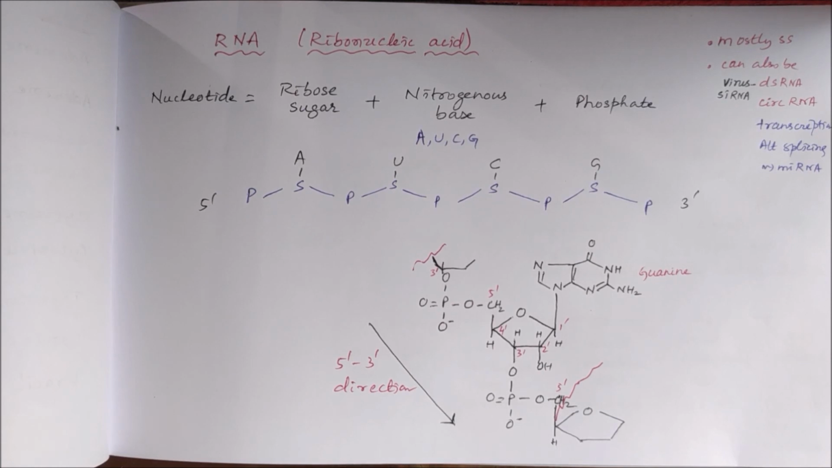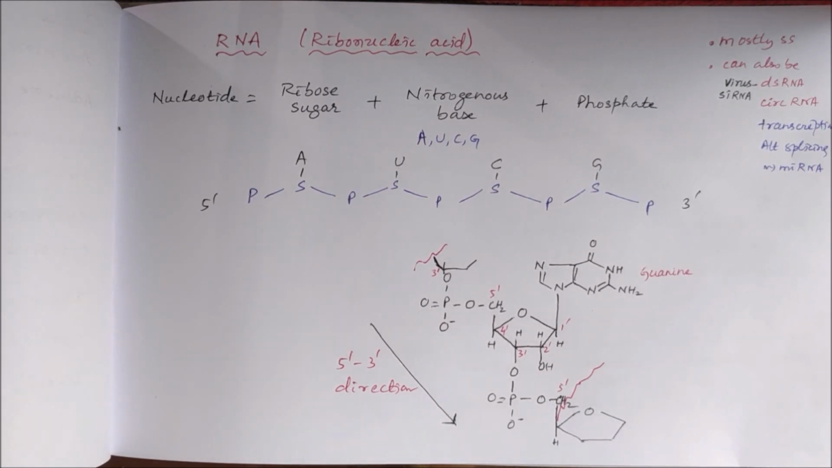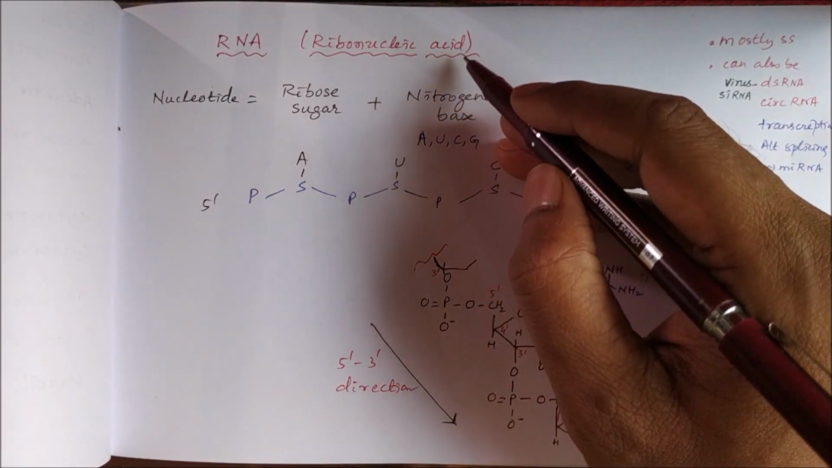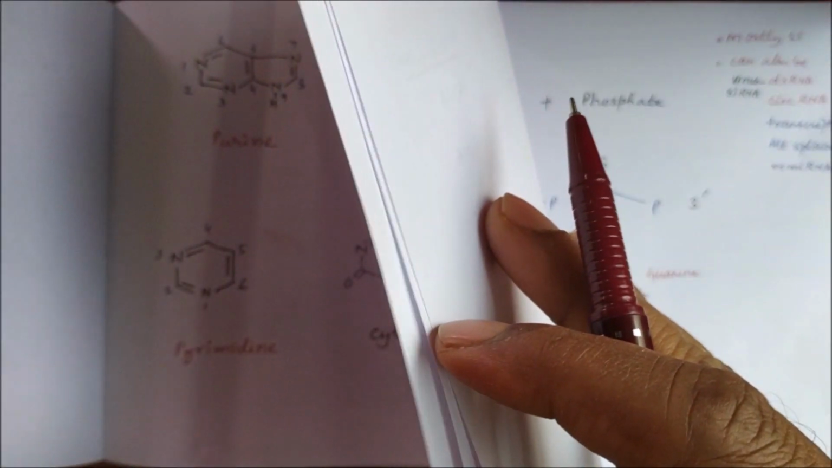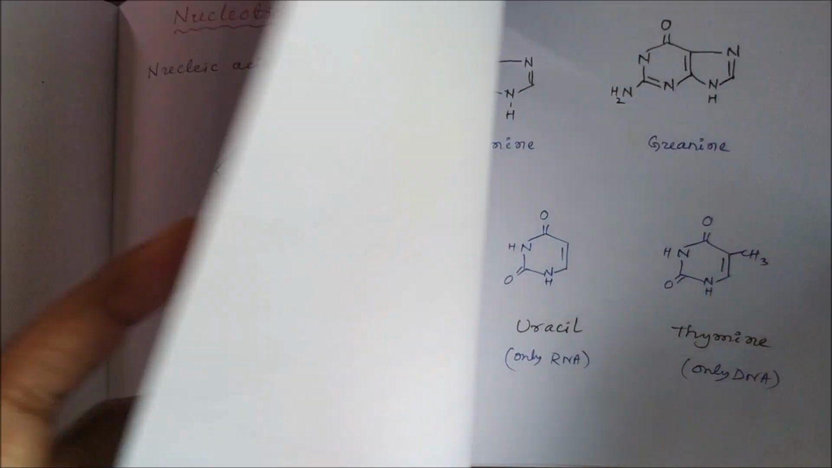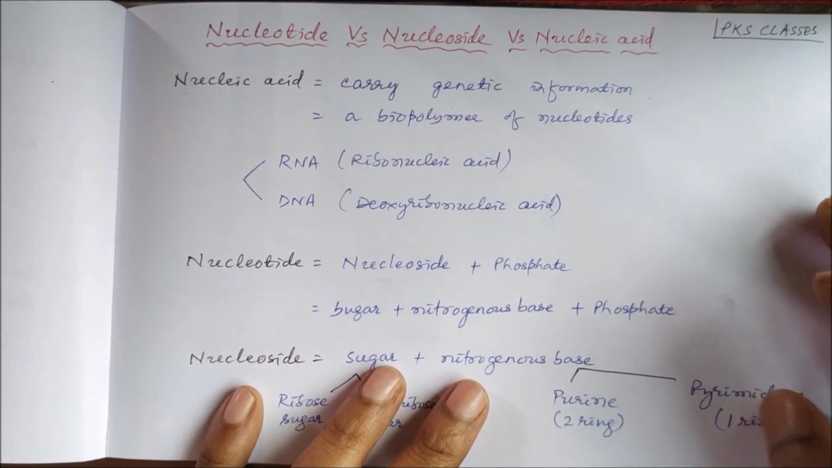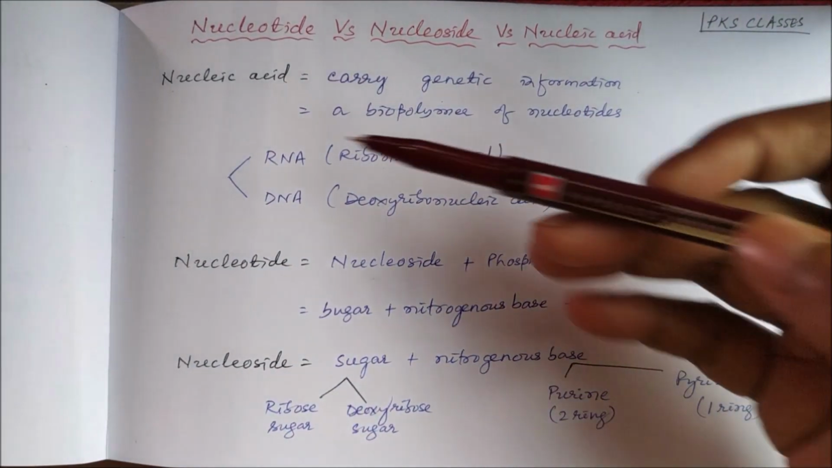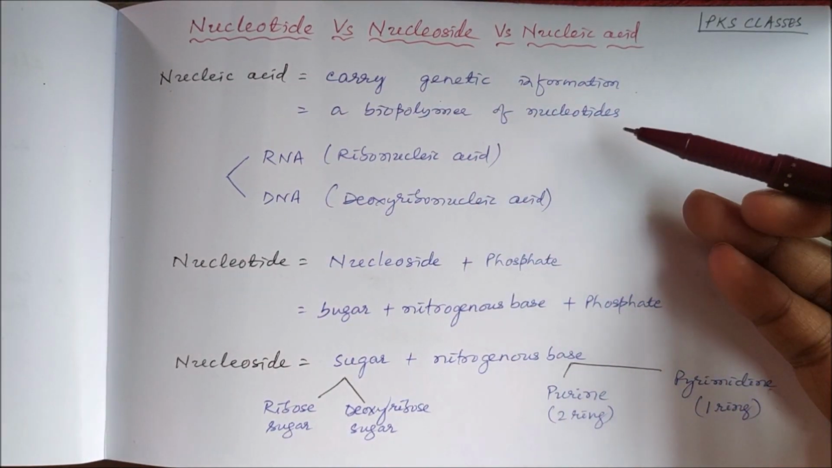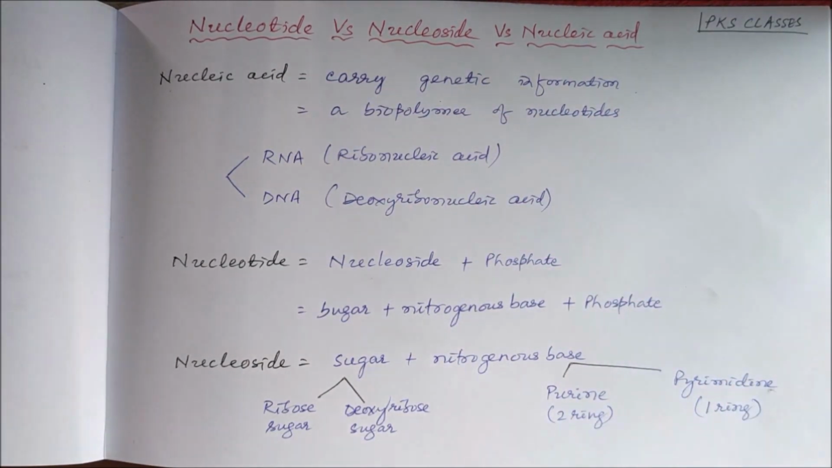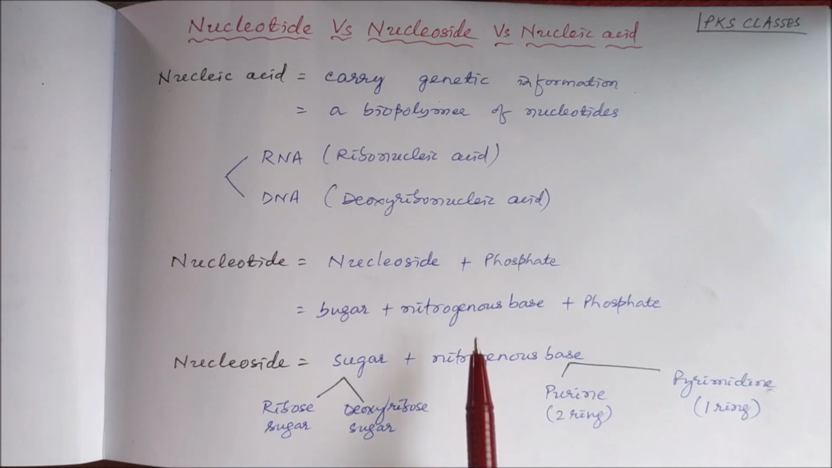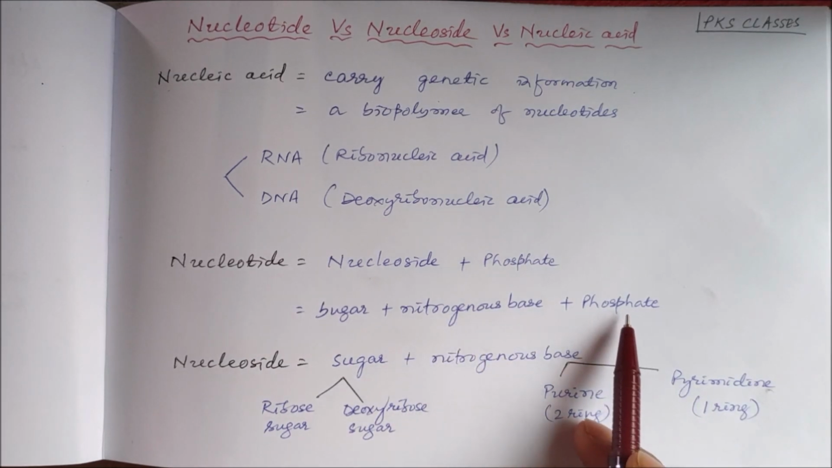Namaskar. Today we will study about the ribonucleic acid. So ribonucleic acid is a nucleic acid. There are two types of nucleic acid. One is deoxyribonucleic acid and the other is ribonucleic acid. And nucleic acid is a polymer of nucleotides, and a nucleotide consists of a sugar, a base and a phosphate.